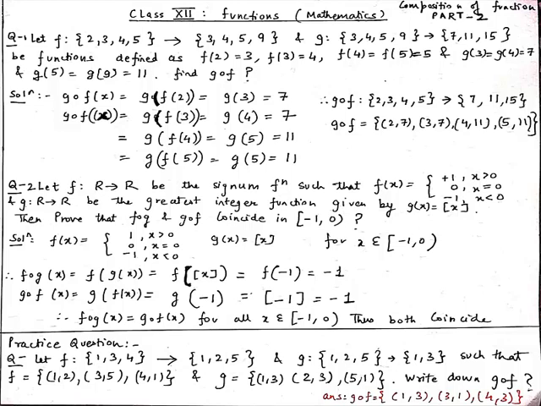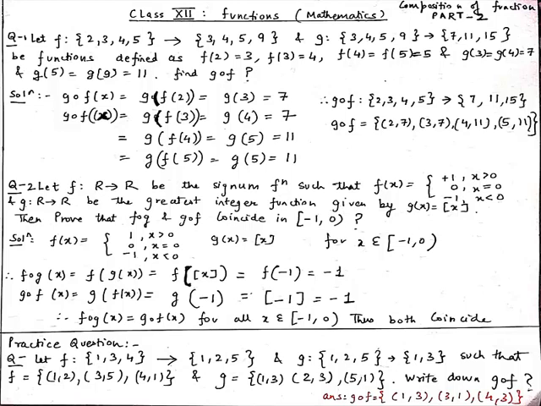As you know, gof(x) can be written as g(f(x)). As per the question, the domain of f is {2, 3, 4, 5}. On substituting the first element of the domain, that is 2, we get g(f(2)), and f(2) is 3, so g(3) equals 7. Similarly, the second element of the domain of f is 3. So g(f(3)), as f(3) per our question is 4, so g(4) equals 7.